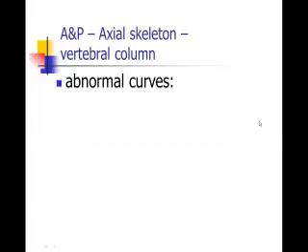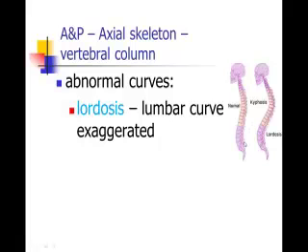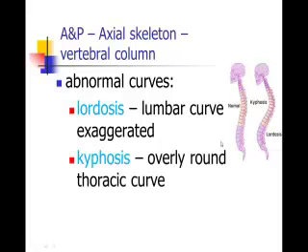Sometimes people have abnormal curves. There are several different kinds. We have lordosis, which is an exaggerated lumbar curve, and kyphosis, which is an overly round thoracic curve. Here you can see kyphosis. And the way I remember that is if you go ka-choo, you bend over with your head, so maybe that'll help you remember the thoracic region.